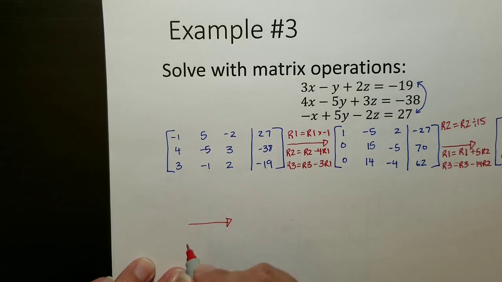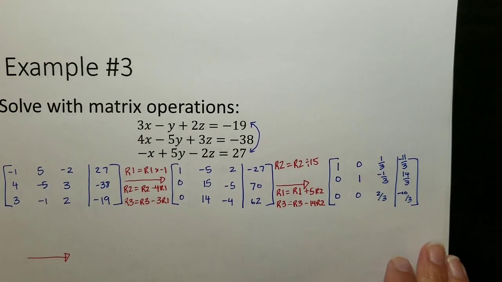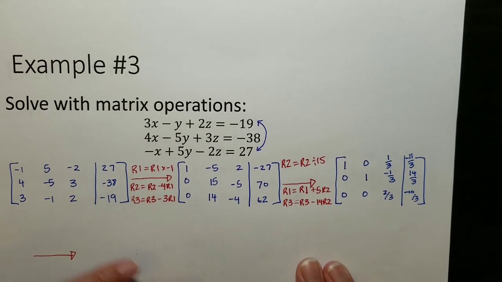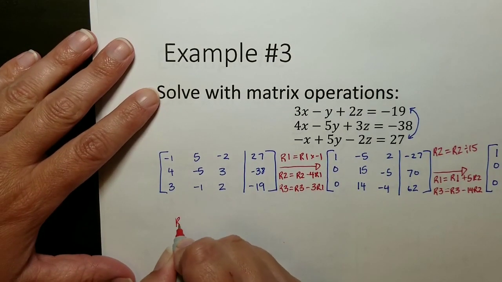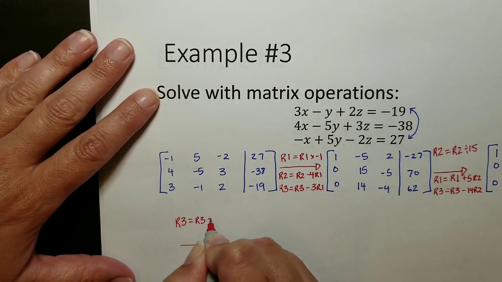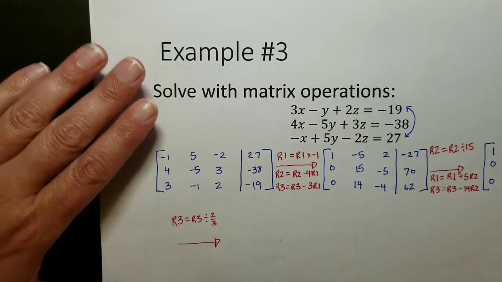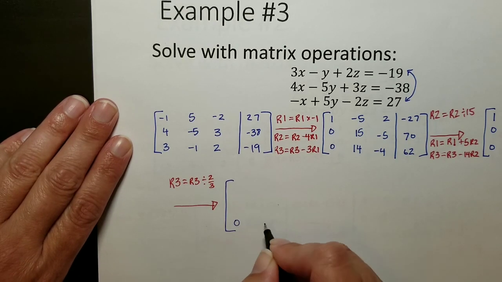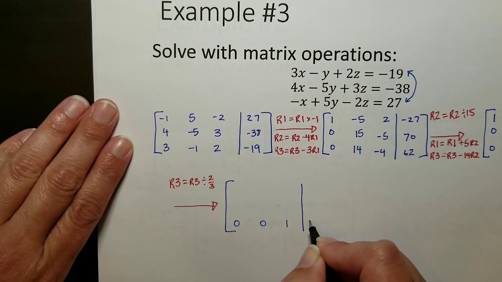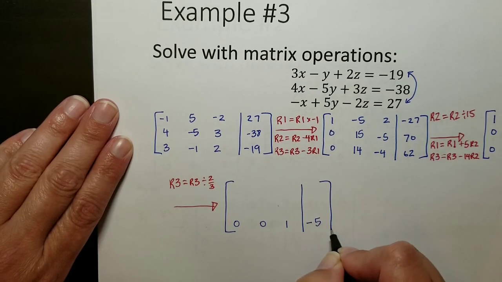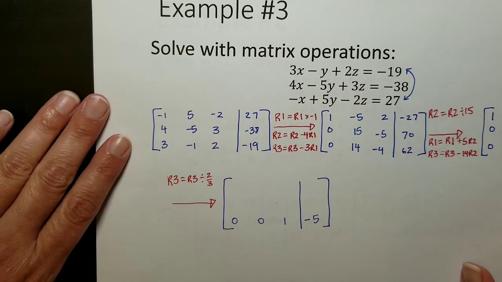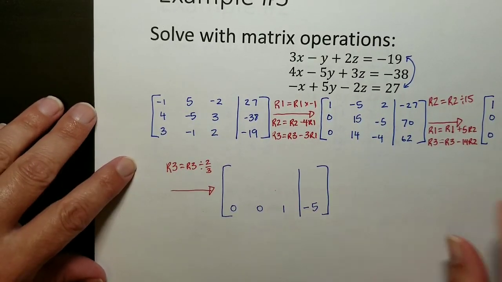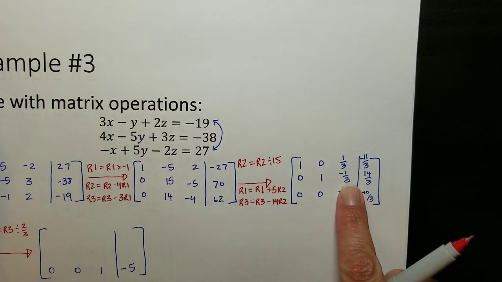So step 5 is going to be getting a 1 in the bottom right. So I'm going to divide row 3 by 2/3. So row 3 equals row 3 divided by 2/3. And that actually makes things a whole lot better because I get 0, 0, 1, and then negative 5. So that negative 10/3 divided by 2/3. Much nicer numbers to work with. Now I'm just going to have to zero out that 1/3 and negative 1/3.